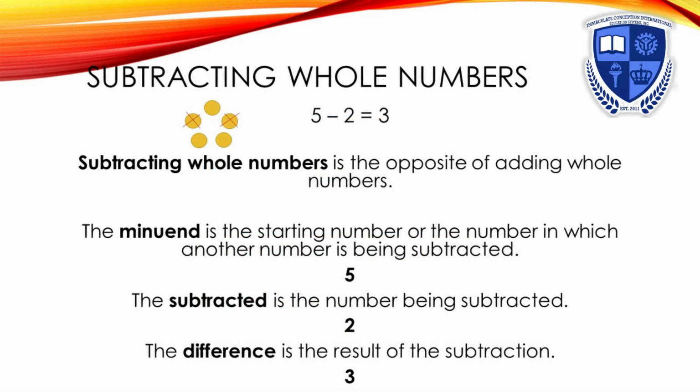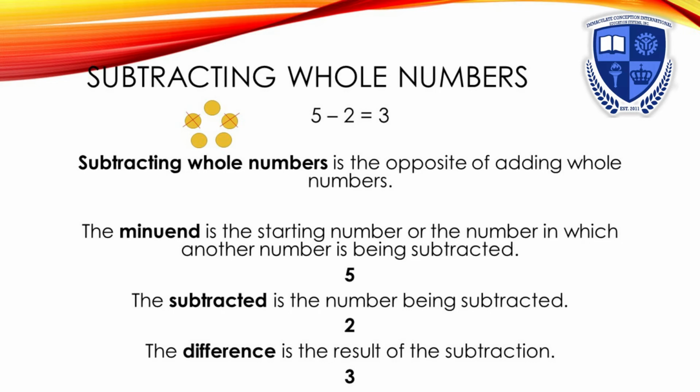Subtracting whole numbers. So here's a pretty straightforward subtraction problem involving two whole numbers. Here we have 5 minus 2 equals 3. So to model this, if we have 5 items and we subtract 2 or take away 2 of them, we are left with 1, 2, 3 items. So 5 minus 2 is equal to 3. So subtracting whole numbers is the opposite of adding whole numbers.